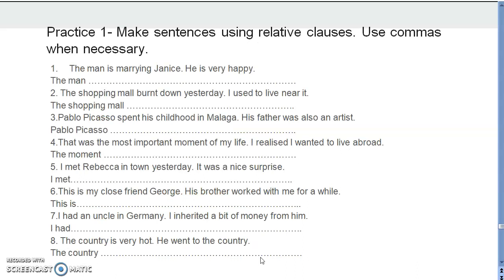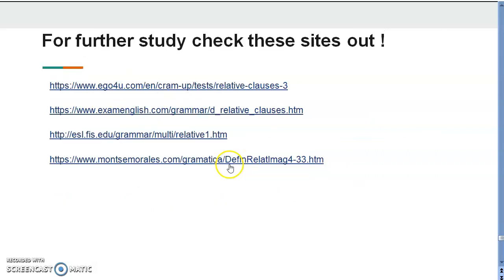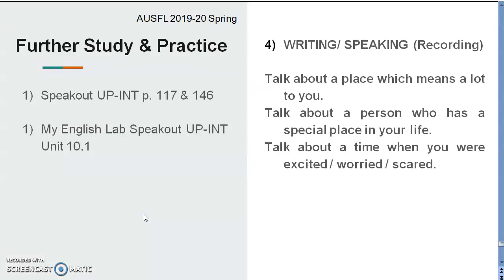So here I have a practice for you. I gave you two sentences and I want you to make one sentence using relative clauses. Please remember to use commas if necessary. There is an answer key, you can check it later. If you want to study further, I gave you some useful website links, where you can find all this information in our books and my English lab.